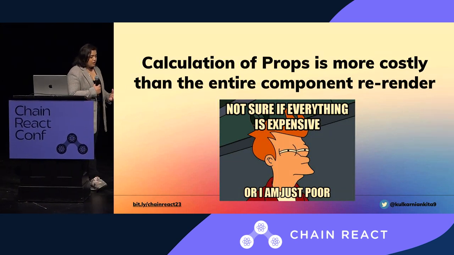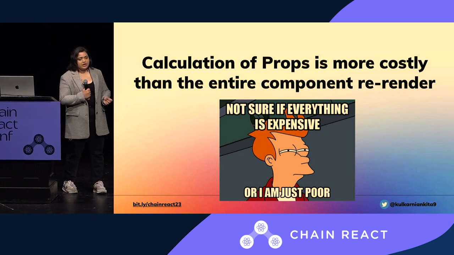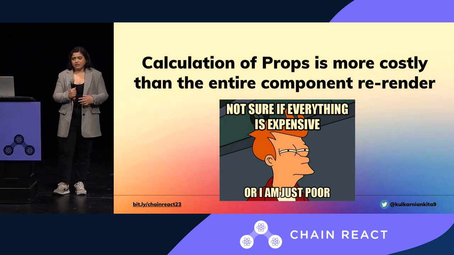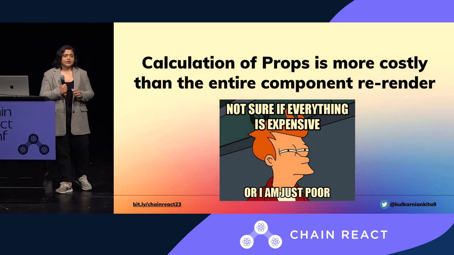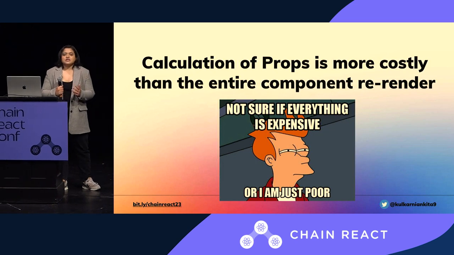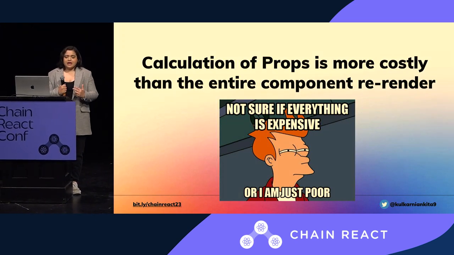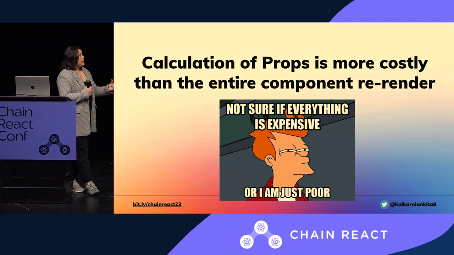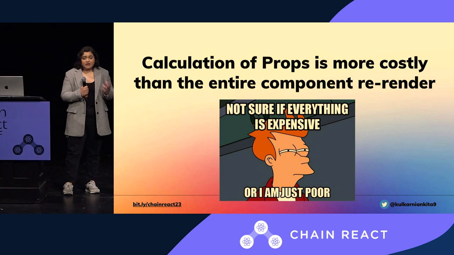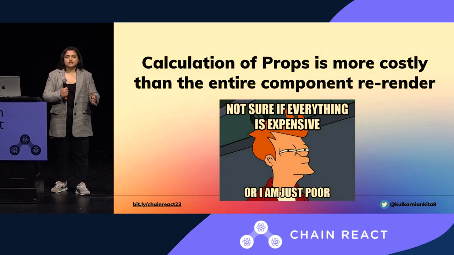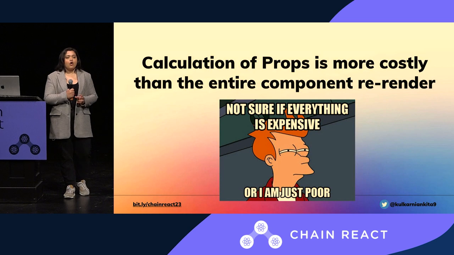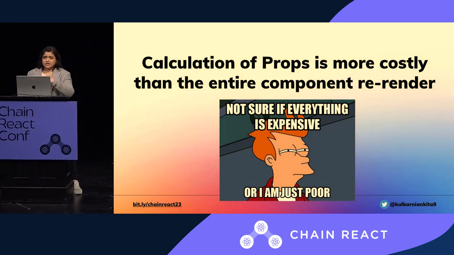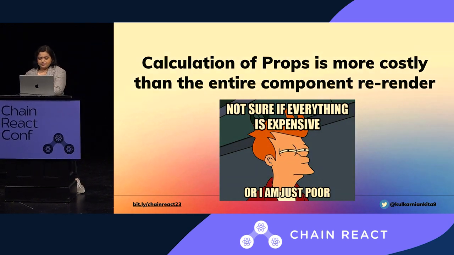Now, if we look at memo, it's going to look at the props, look at the previous state, and compare. Should I re-render or should I not? Based on that, it is then going to re-render or not. Now, imagine you have a really huge component that does a lot of things. In that case, you need to be really mindful whether the calculation of props is better, whether we should wrap it in memo or useCallback or any sort of memoization technique, or let the component re-render because that is actually faster, since it's going to do the computation every single time.